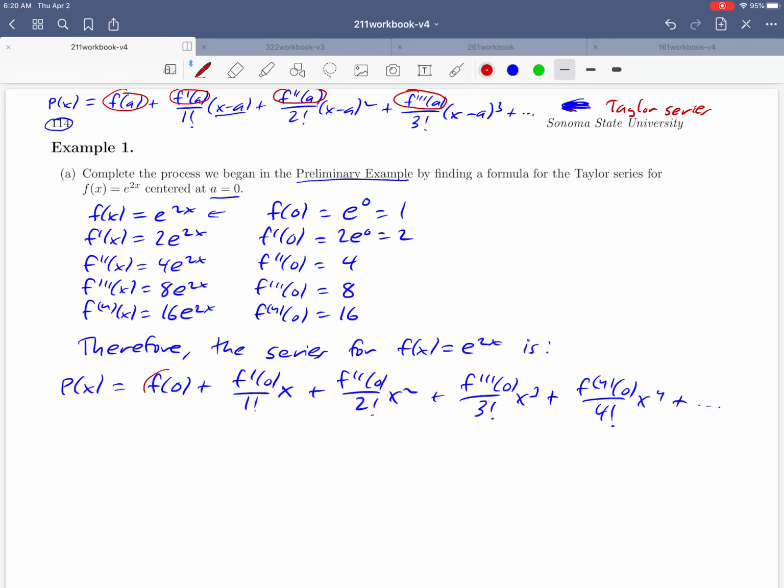Okay, and what we need to do, again, is just to fill in these numbers. Okay, we calculated all these derivatives that I'm circling up above, and so we'll fill them in one by one. So f of 0 is equal to 1. We can see that from our calculation up here. f prime of 0 is 2. Okay, f double prime of 0 is 4, and we just continue.